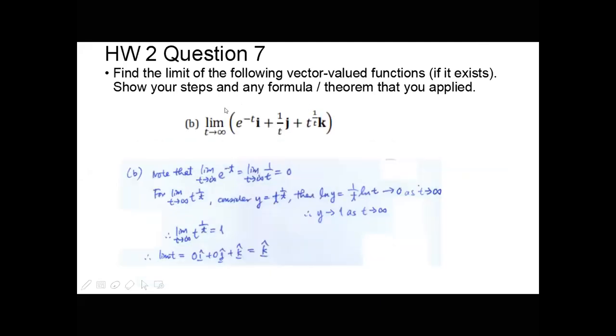Question 7, part B. As t goes to infinity, this term and this term go to 0. So the limit is 0. Consider the last term. Let the expression equal y, and then take the logarithm on both sides. We have this equation. As t goes to infinity, the right hand side goes to 0. Therefore, as t goes to infinity, y tends to 1.